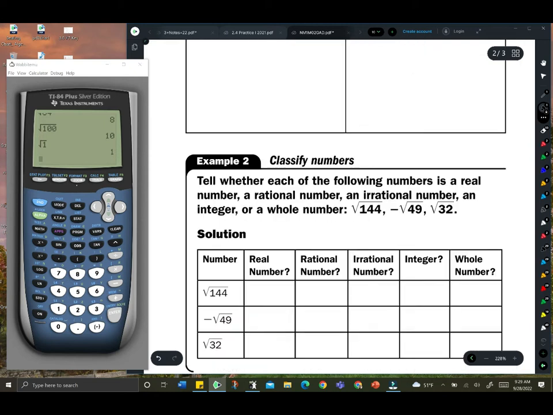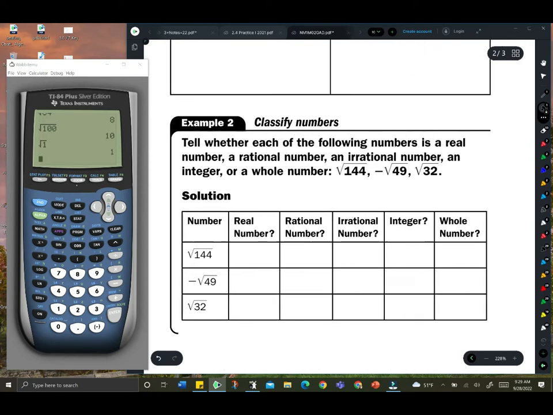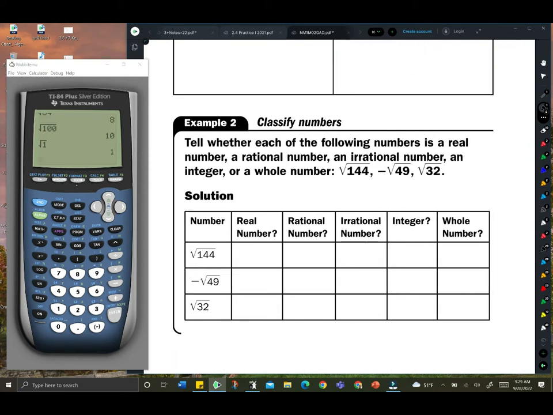Okay, now classify numbers. So here's where irrational comes into play. Basically, if you don't get a perfect square, it's irrational. What I mean by that? First off, these are all real numbers. Everything we're talking about is a real number. Rational numbers. These terminate or repeat.